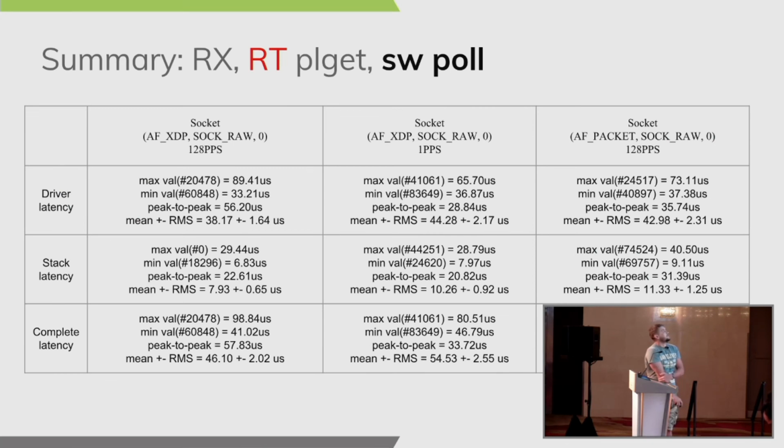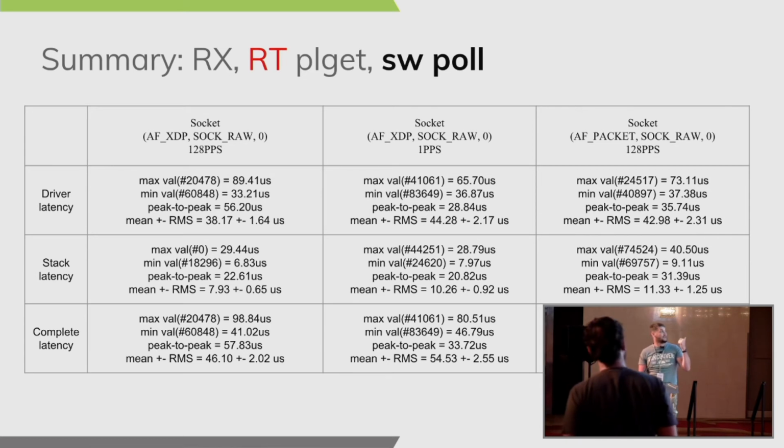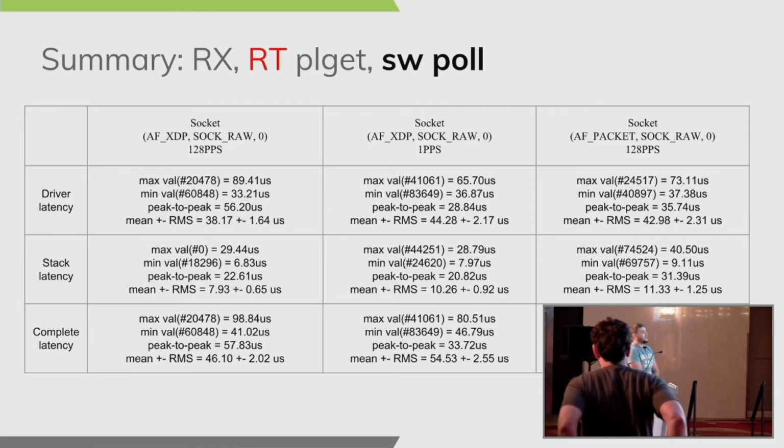So for comparison, for my mainline kernel, I usually have less latency than I have for this one, because it's still migrating from lower numbers. So we usually have about 10, 15 microseconds less for the driver. For this stack, for the AF_XDP stack, I mean that is from the moment the packet leaves the driver till the moment it is received in user space.